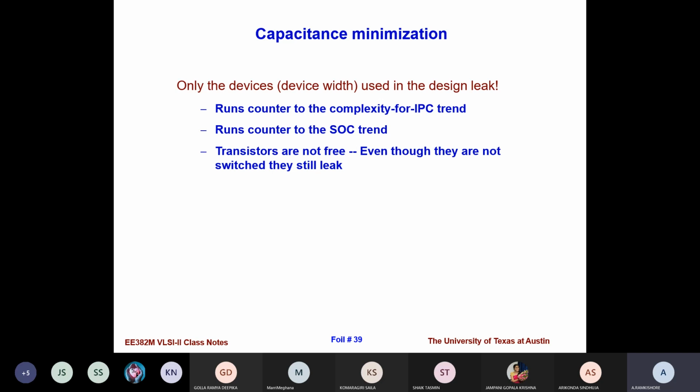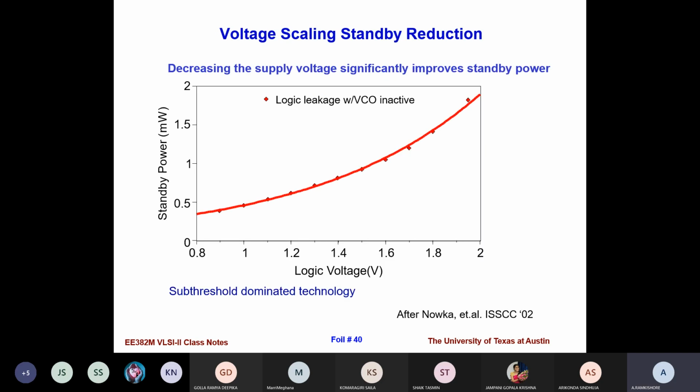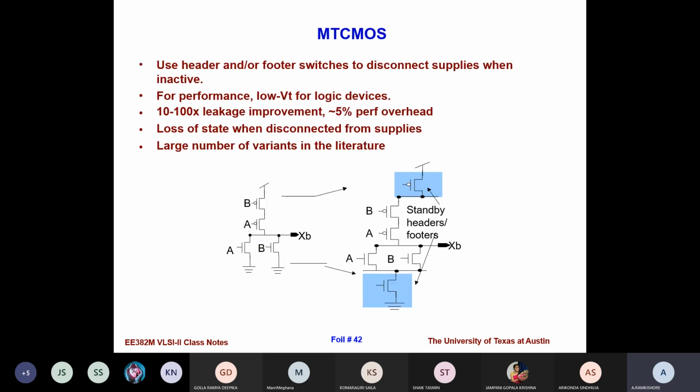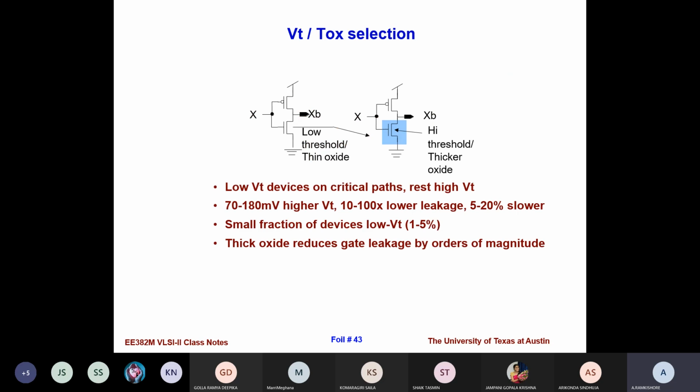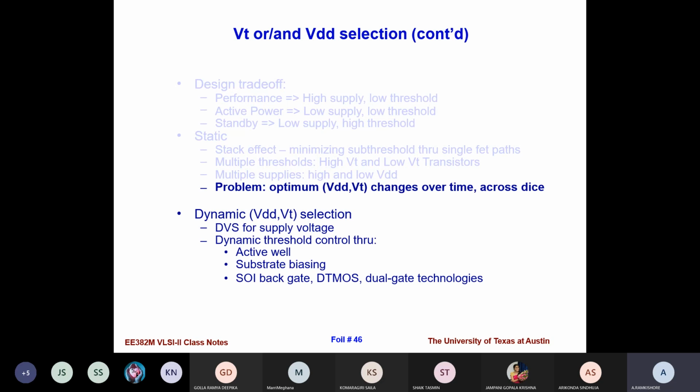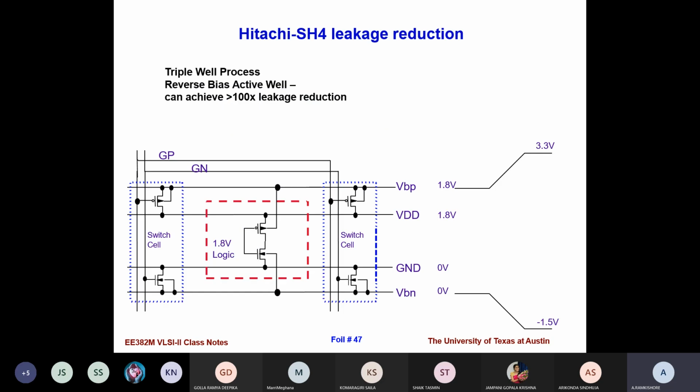So to overcome this capacitance minimization, we have to use supply and power gating techniques. We will mainly see this in multi-threshold CMOS technologies. CMOS is one of the main designs, and we will also see a specific SOC design, named the Hitachi SH4.